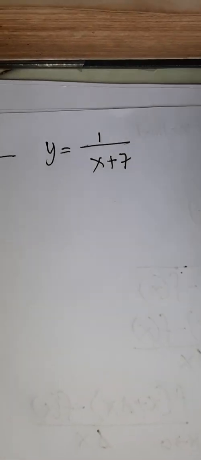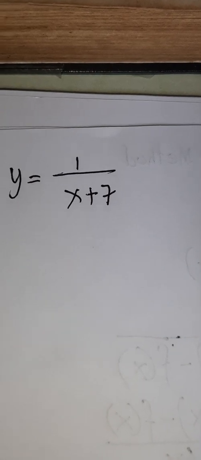Okay. Second example. Given y equals 1 over x plus 7, we're required to find its derivative.